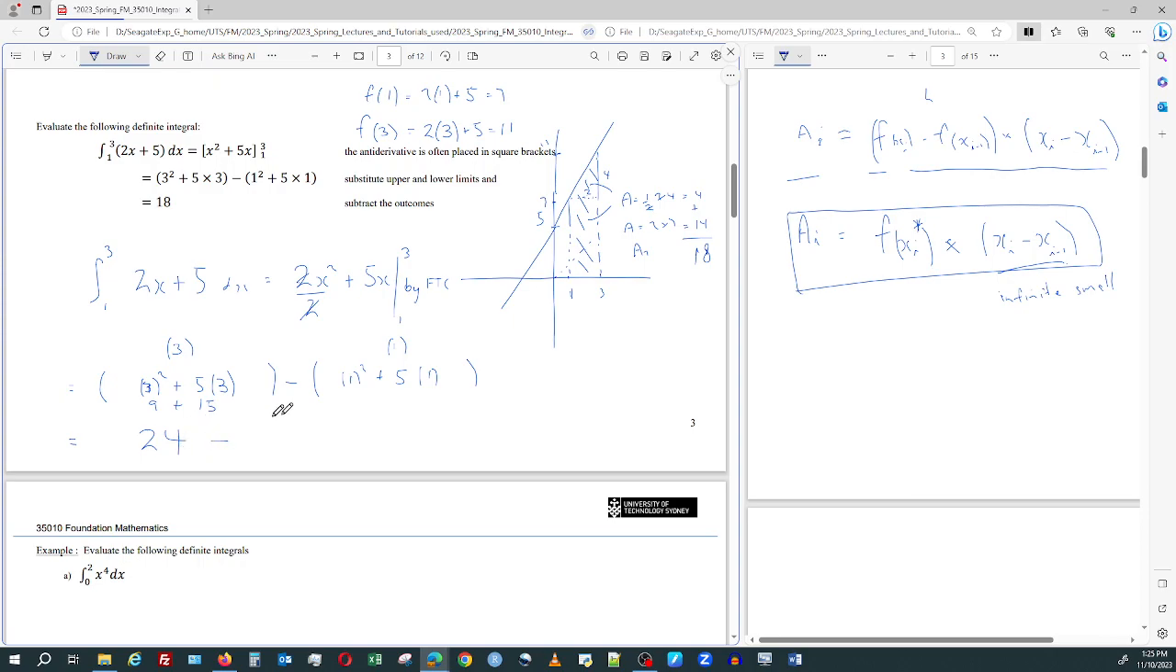Then we've got the minus sign. Then we've got 1 squared is 1 plus 5, a total of 6. So 24 minus 6 is indeed 18. Now they're the same, however we looked at it. Okay, that's all we're doing, finding areas and using the techniques.